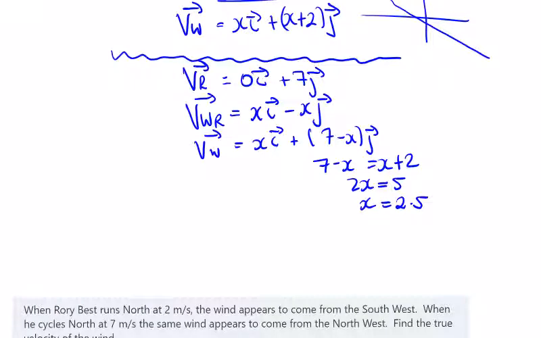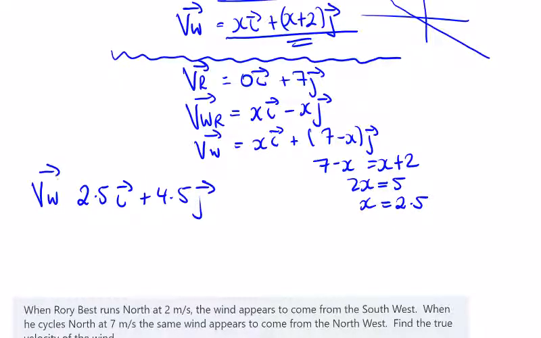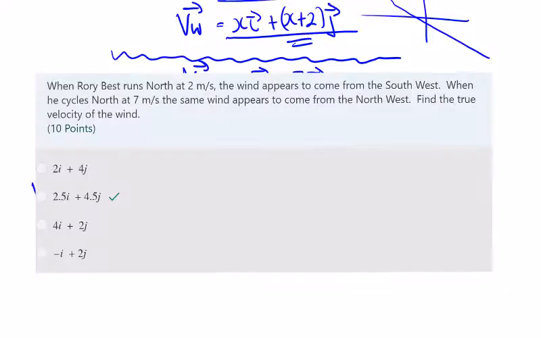So the velocity of the wind is going to be x in the i direction, 2.5 in the i direction, and x plus 2, plus 4.5 in the j direction for question 2, which was B.